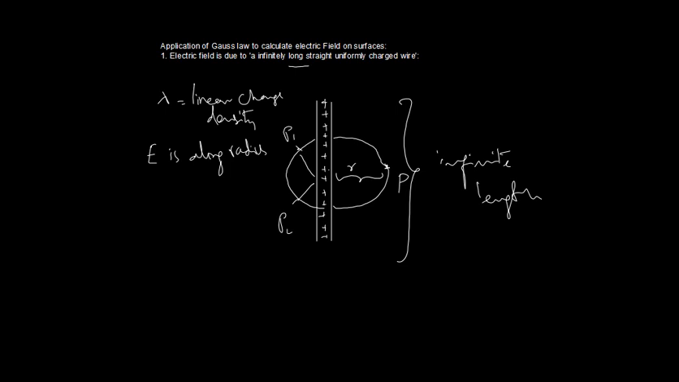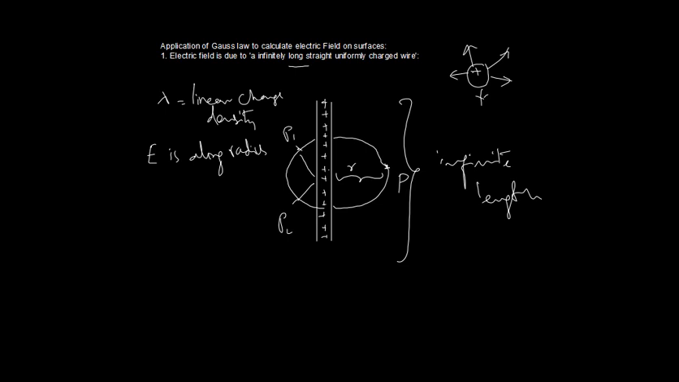Because it's a vector, we must always talk about the electric field direction. The direction of the electric field at every point must be radial, outward if lambda is greater than 0, inward if lambda is less than 0. What do you mean by lambda greater than 0? We know that electric field lines start from there and then go outward.